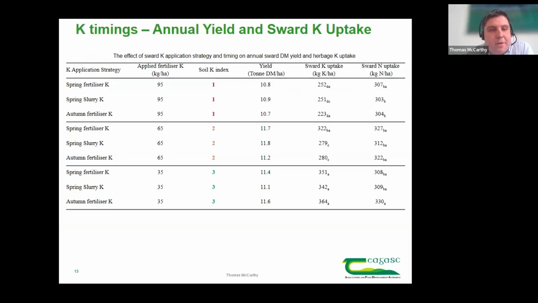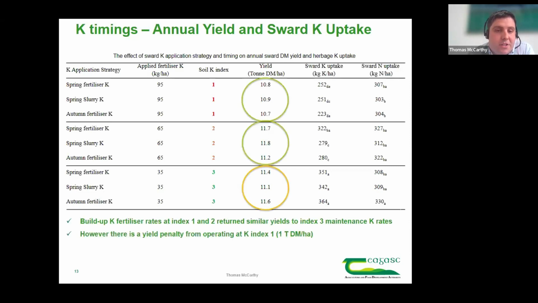So some of the findings coming out of that: on the index 1 and 2 soils, these got their prescribed maintenance plus build-up rates. So 95 kilograms of K going out on index 1, 65 kilograms of K going out on index 2, and then on those index 3 soils, they received the maintenance rate of 35 kilograms per hectare.